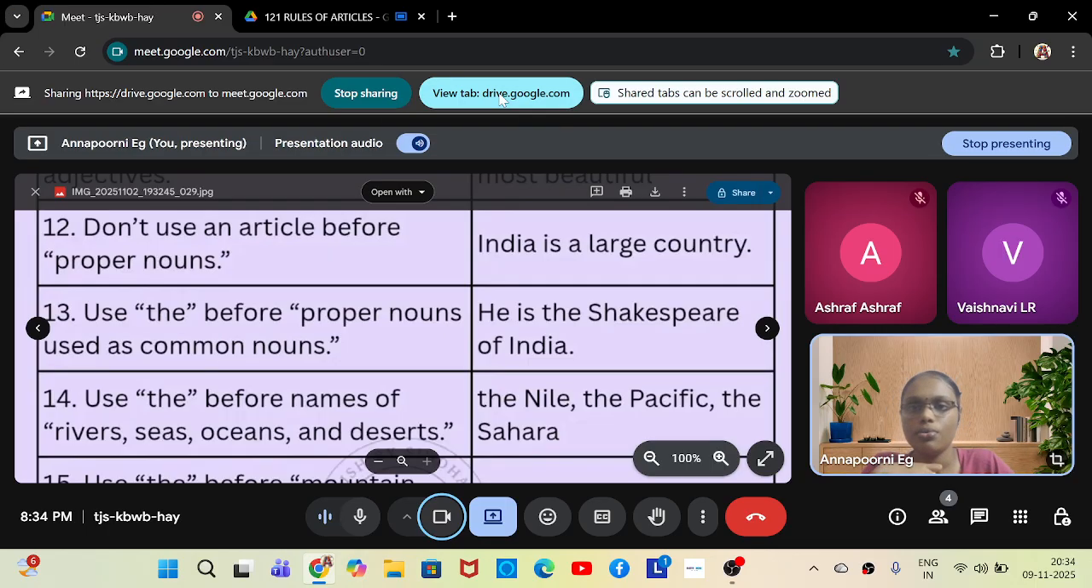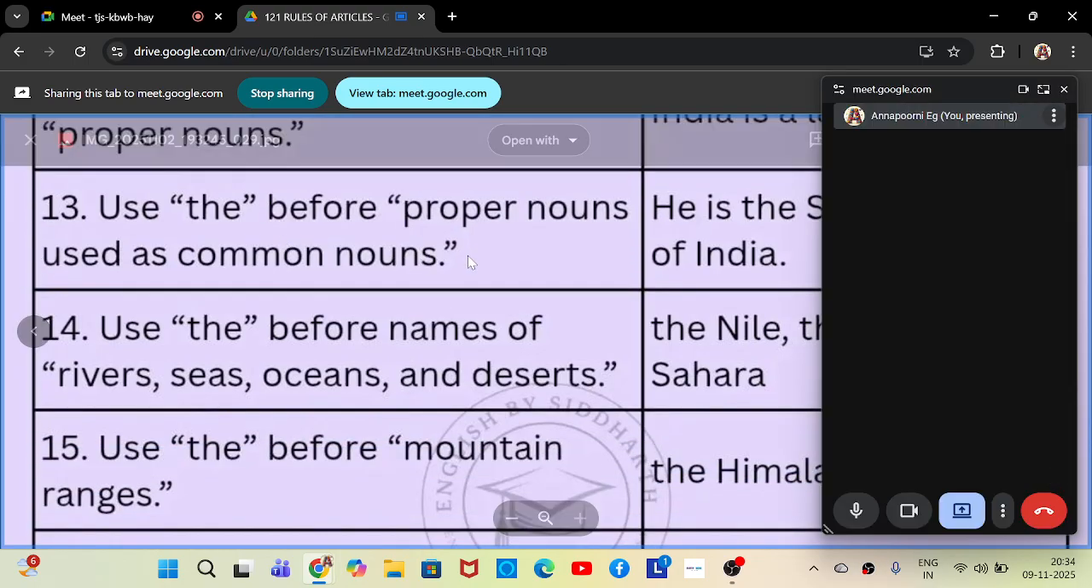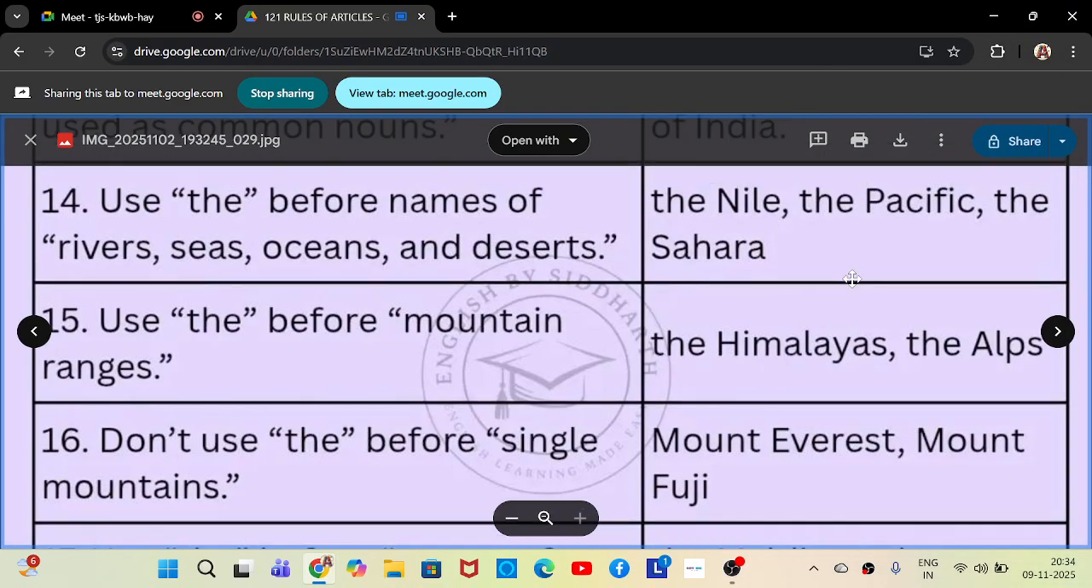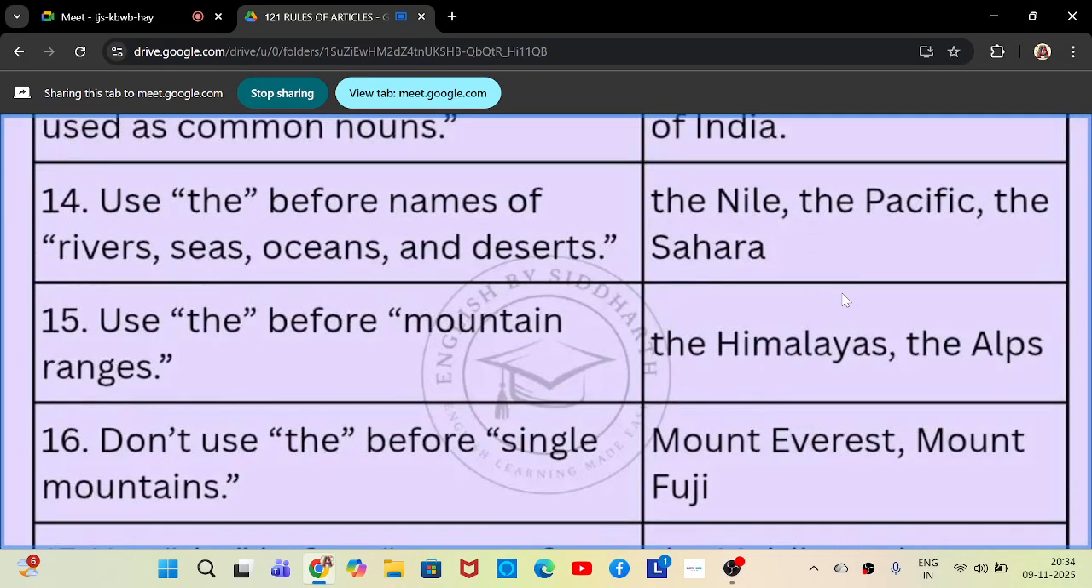Okay. Now the 13th use, not for now. We will go to the 14th use: use the before names of rivers, seas, oceans, and deserts. There are lots of rivers in this world, seas, oceans, deserts. What are rivers? Seas and oceans. What do you say in Tamil for deserts? Okay. So here you can see the Nile, the Pacific, the Sahara.